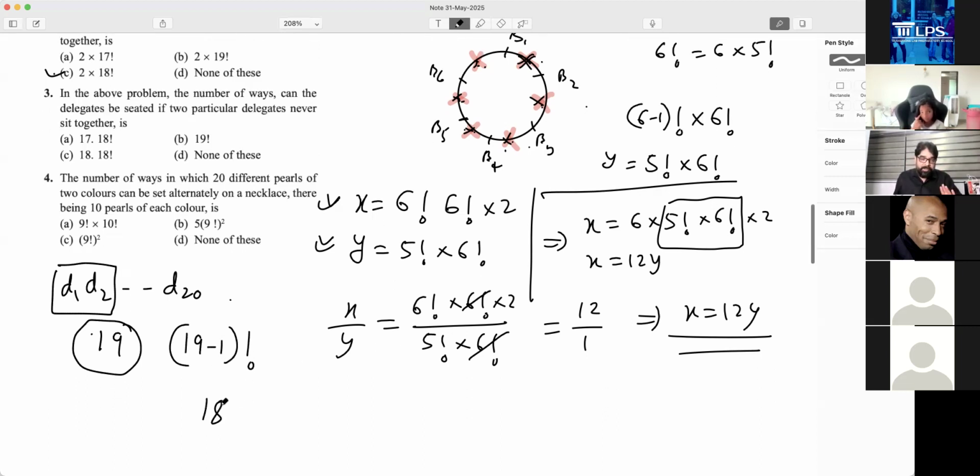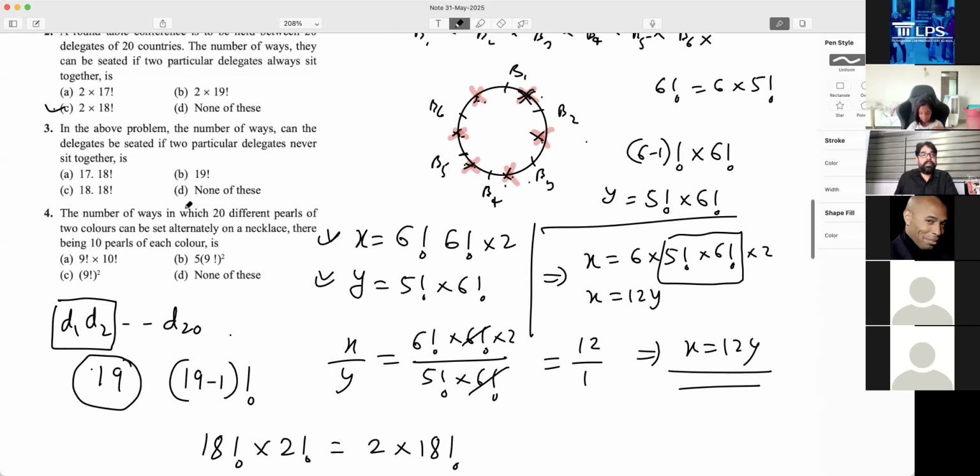That means 18 factorial. But D1 and D2 can interchange themselves in 2 factorial ways, so into 2 factorial. That means 2 into 18 factorial. That will be your answer: 2 into 18 factorial. Is that clear? Question number three, answer please quickly, everybody.